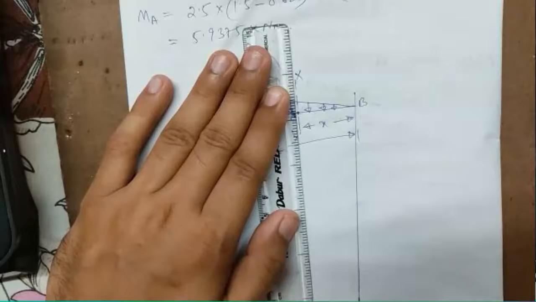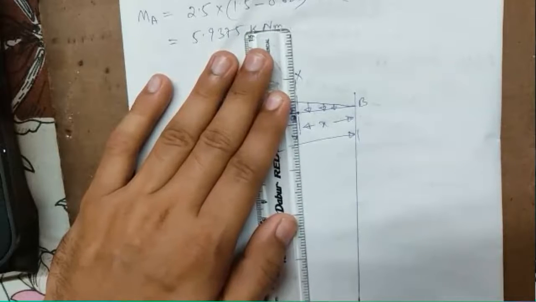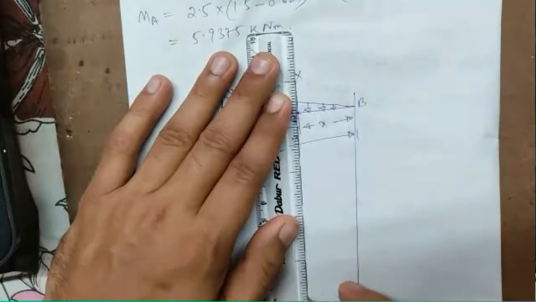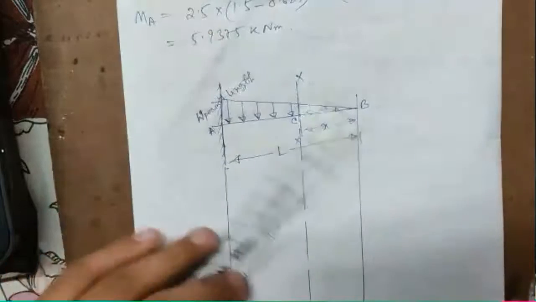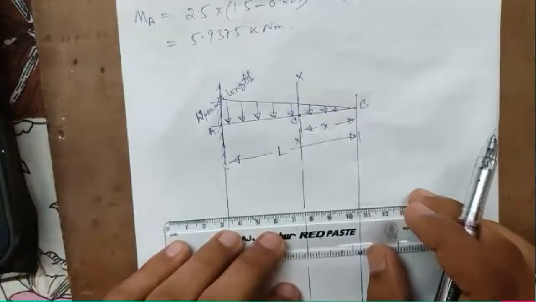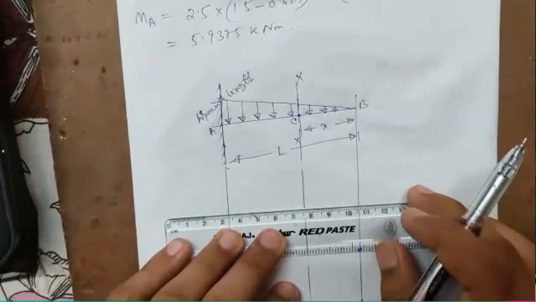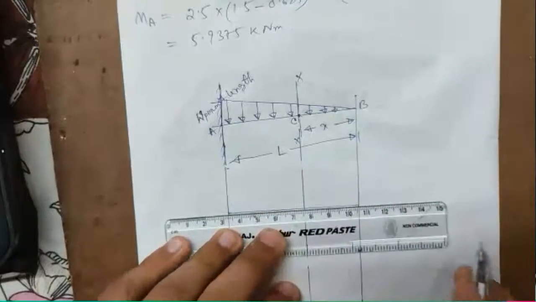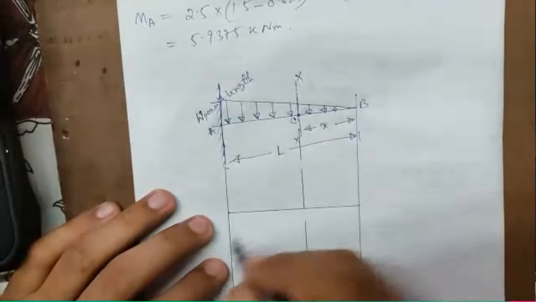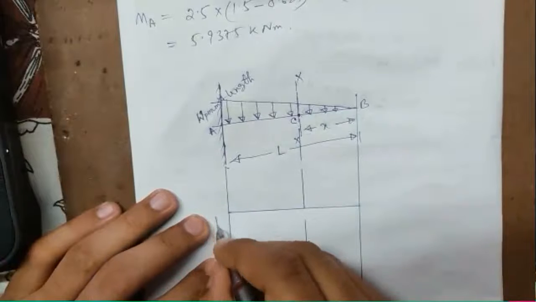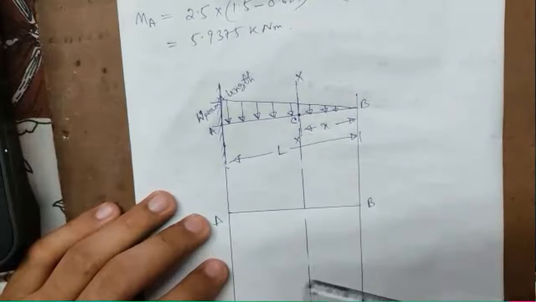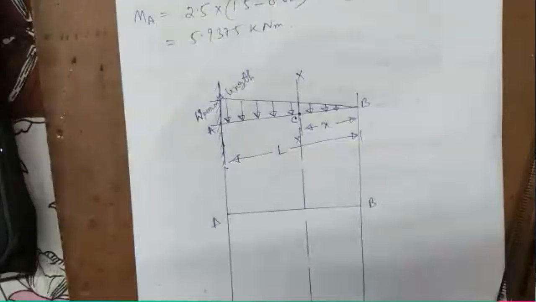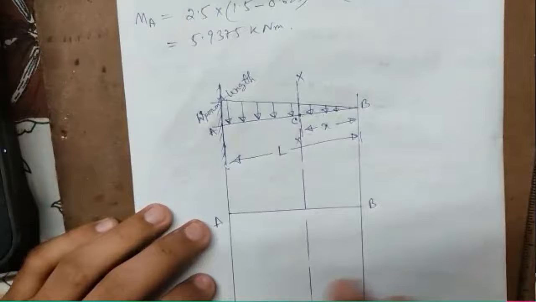Now, if we want to draw the shear force and bending moment diagram, we just continue on this line. For this purpose, we will need a ground line. You can name it any name. I am just giving the locations AB. So when we give the locations AB, these are the ground lines.